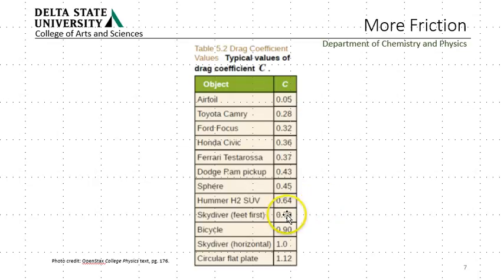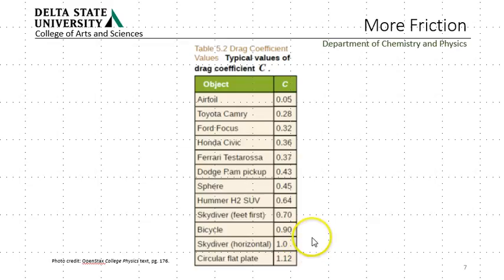A skydiver feet first, all right, 0.7. A bicycle, 0.9. A skydiver horizontal, 1. A circular flat plate, 1.12, right? Circular flat plate, or we could even think of this as kind of like a piece of paper similar to this.